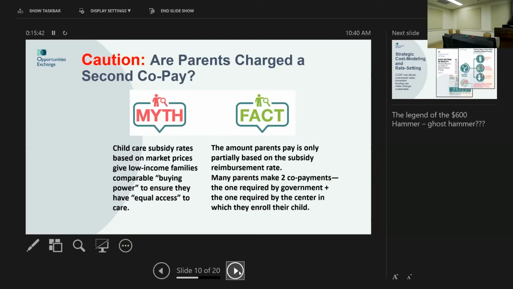well, I have to do that because if I don't, no one will serve my kids. So my answer to that always is, let's get your rates up, so they will serve your children.